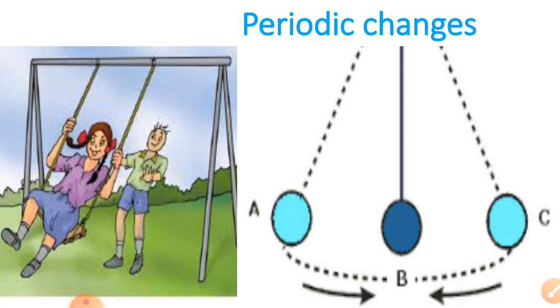So first we learn about periodic changes. What are the periodic changes? Periodic changes are changes that repeat after one regular period.